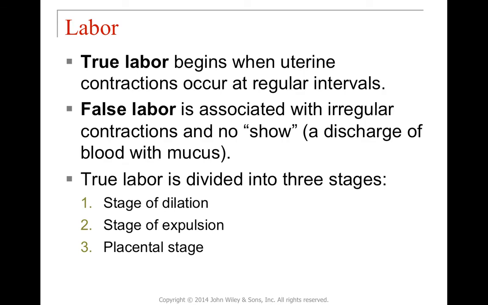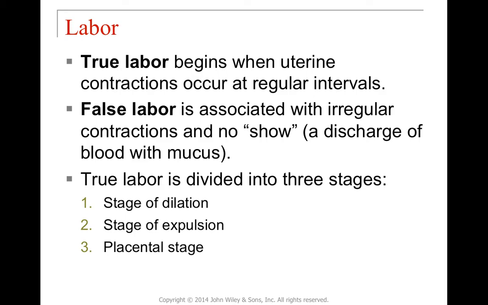So we have two different types of labor. Anyone who's ever been pregnant knows that false labor occurs quite a while actually before true labor, and false labor is associated with irregular contractions that are not at timed intervals, and there is no blood or mucus or anything that's coming out of the vagina. True labor, on the other hand, is when uterine contractions occur at regular intervals and is going to actually hopefully result in the expulsion of the fetus, which then becomes an infant.